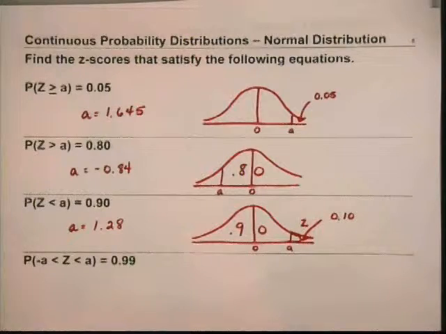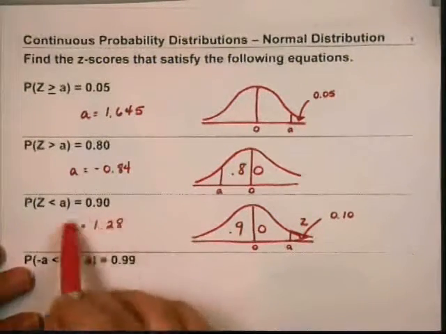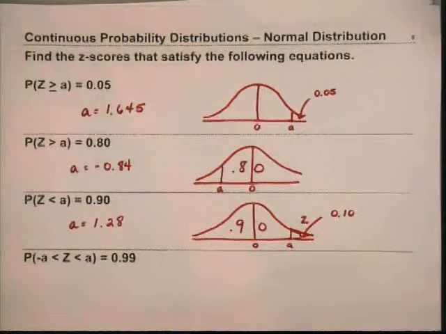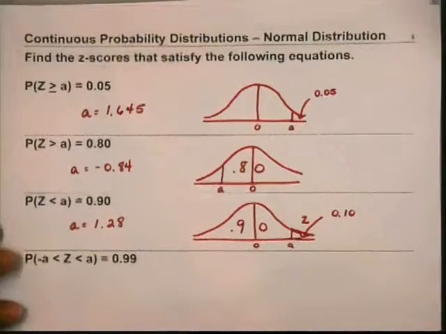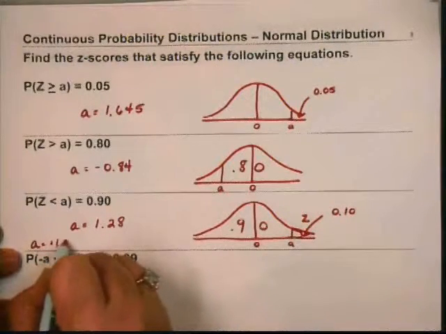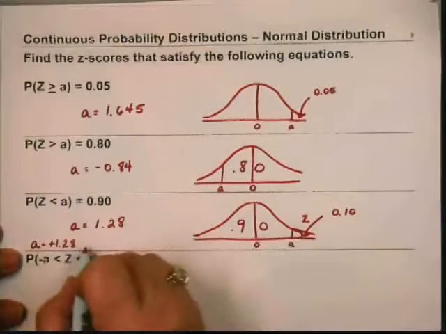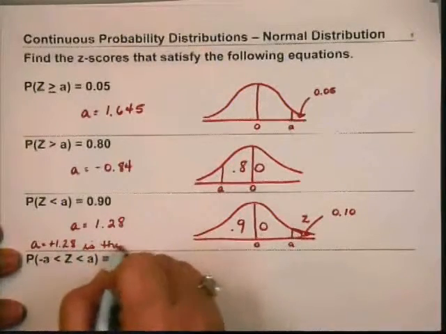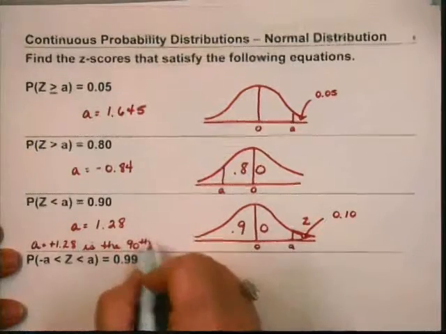What other term have we used this week that describes this value? A would also be what? The probability of being less than that score is 0.9, so A is the 90th percentile, right? And so A equals positive 1.28 is the 90th percentile.